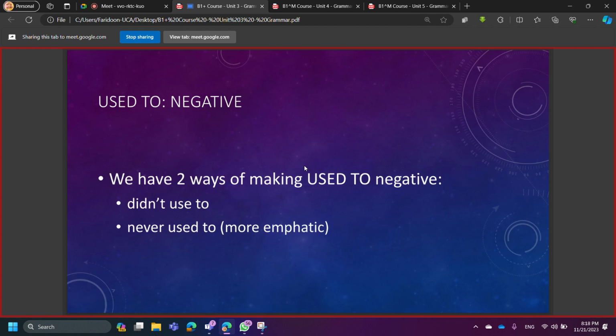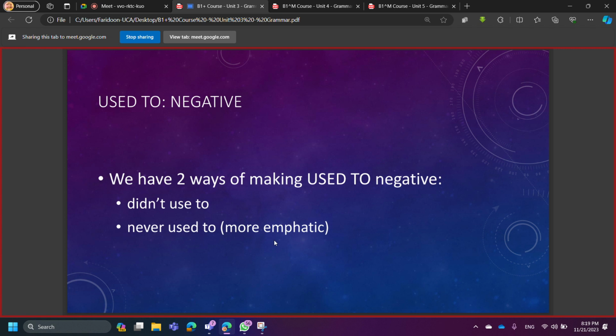But what about negative? How do we negate "used to"? We have two ways of making "used to" negative. The first one is using "didn't used to," and the other one is using "never used to." Both of them are really good. The only difference that is actually important to you right now is that when you say "never used to," you're just being a bit more emphatic, okay?